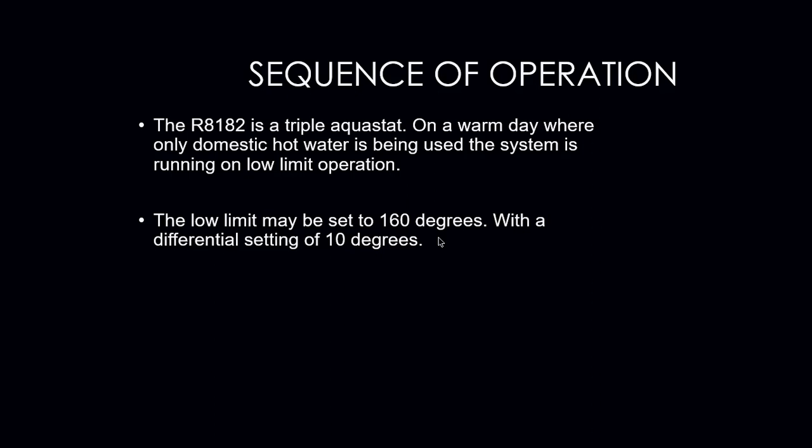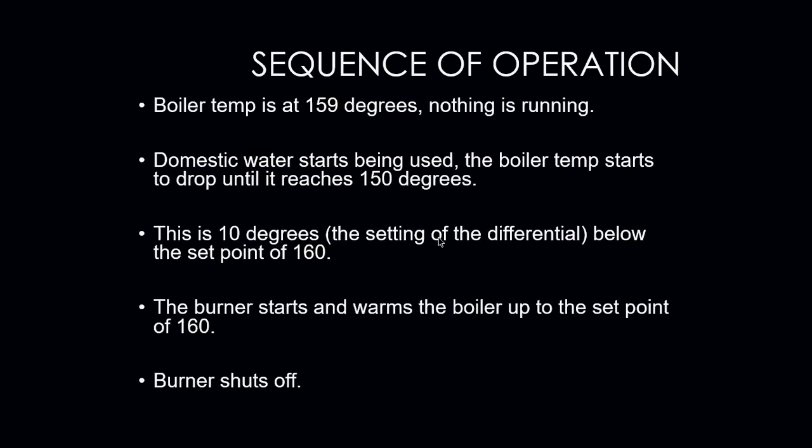Okay, the R8182 is a triple aquastat. So on a warm day where only domestic hot water is being used, the system is running on a low limit operation, 160 degrees, with a differential of around 10. So sequence of operation of this guy is basically this. The boiler temperature is at 159 degrees. Nothing is going to run at that time.